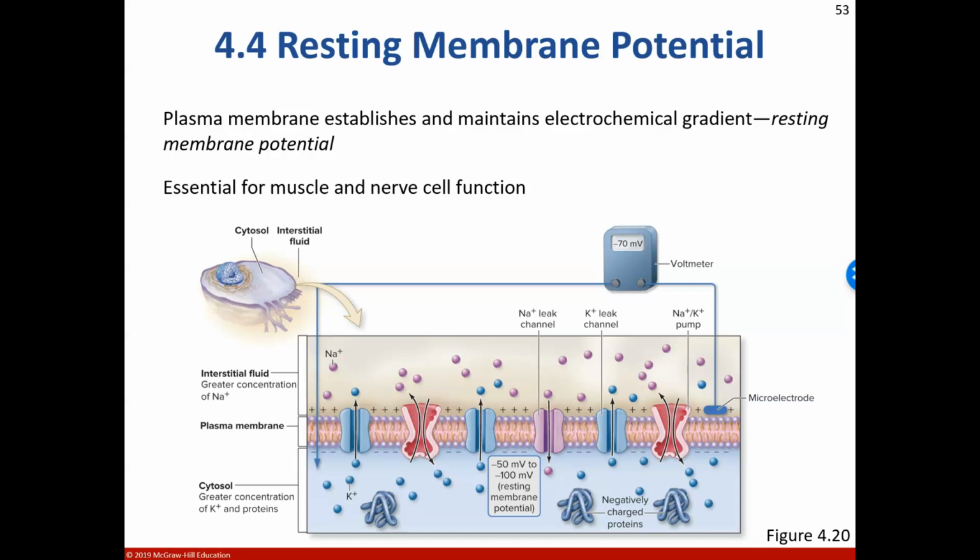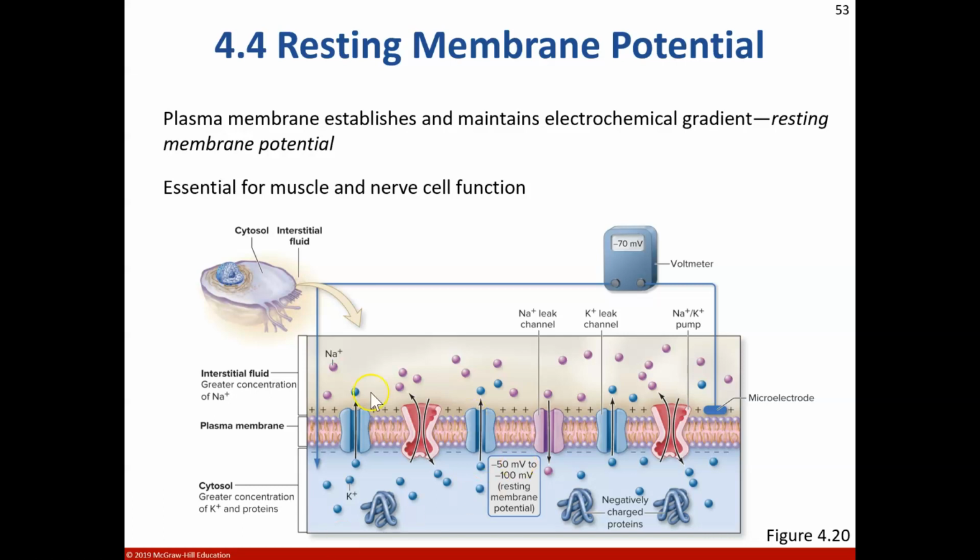A plasma membrane is going to establish and maintain something called an electrochemical gradient, or its resting membrane potential. When I say that term electrochemical gradient, we're talking about a gradient of electrochemical potential. Now, there are two parts that make this up. We have the chemical gradient, which refers to the difference in solute concentration across a membrane.